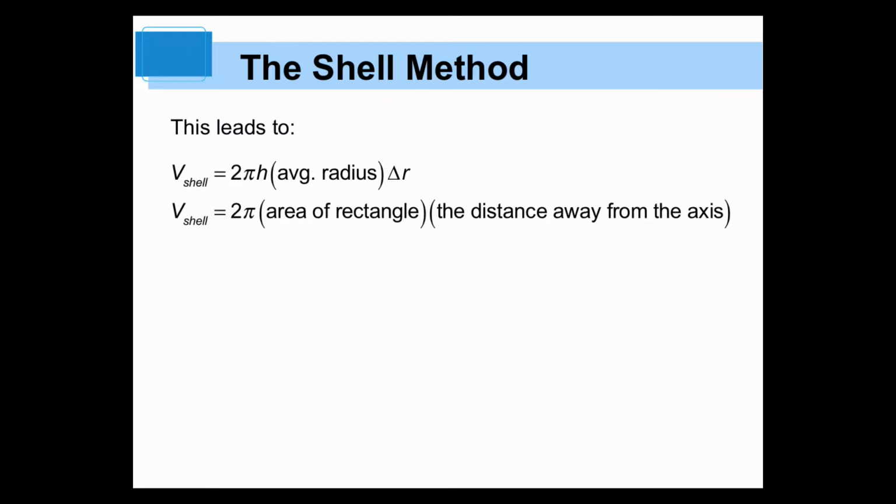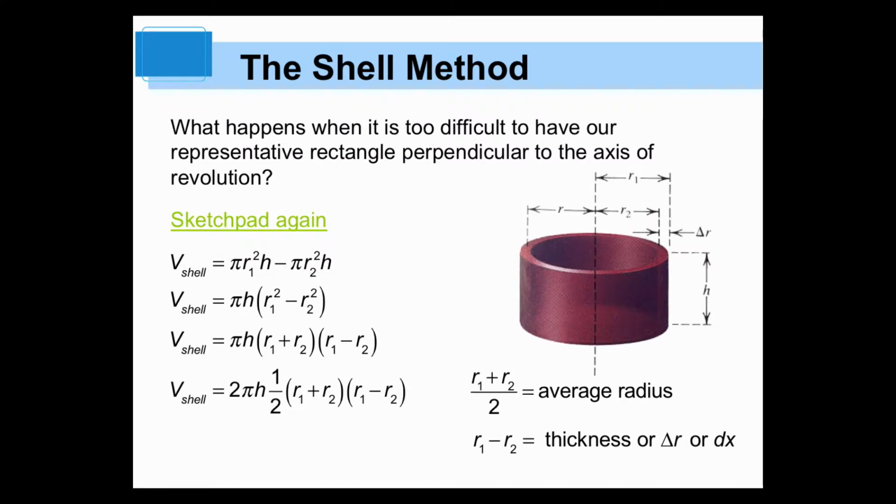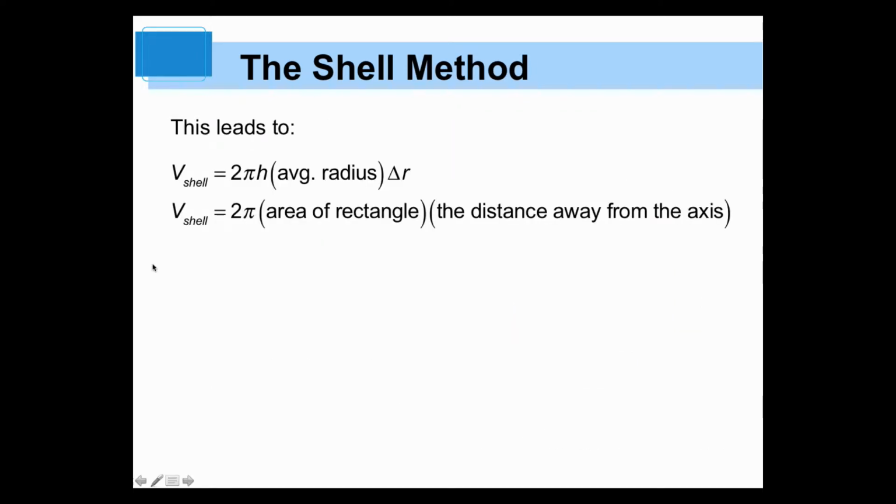Okay, so we get this. Oh, I was mistaken. I'm sorry. The average radius, let's go back. The average radius is not the thickness. The average radius is the distance from the axis of revolution out to the shell, because we can have shells of different sizes. So delta R is the thickness. We want that to go to 0. If I've got a big wide shell, it's going to have a bigger average radius than something that's really tiny.